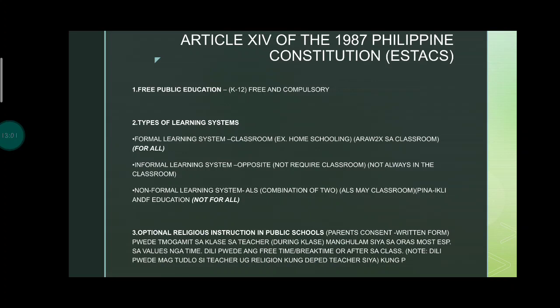Then informal learning system is opposite, not required classroom, not always in the classroom. So non-formal learning system, ALS, may classroom, pinaikli ang education, not for all. Para sa wala ka-graduate og high school, then gusto mo-proceed og high school, college. So mo-take na lang sila ALS para maka-proceed sila sa college. Optional religious instruction in public school. Parents' consent, written form, magamit sa klase sa teacher during class.